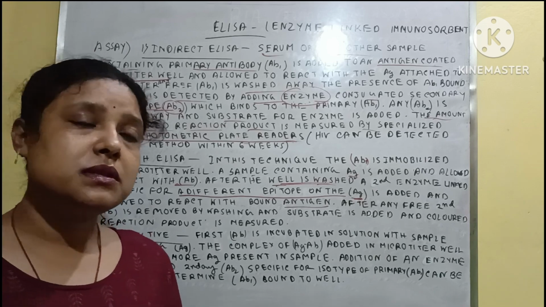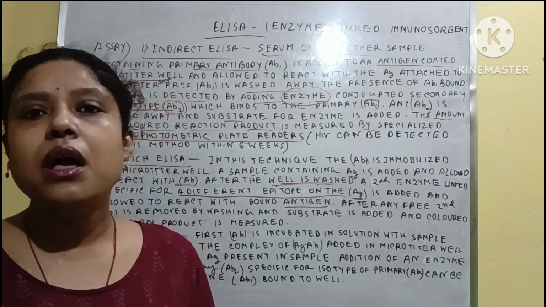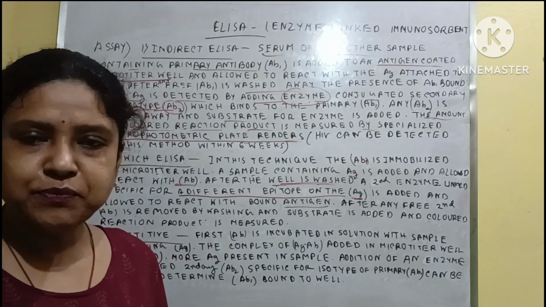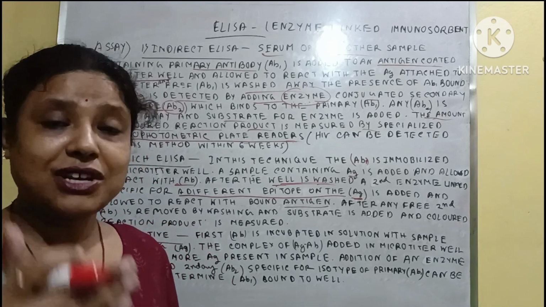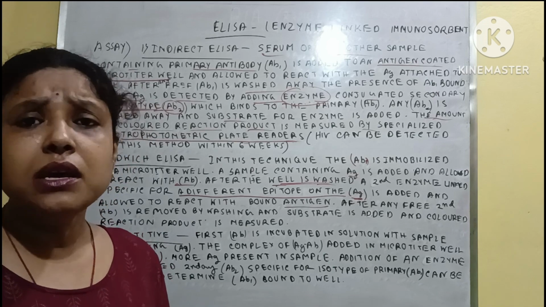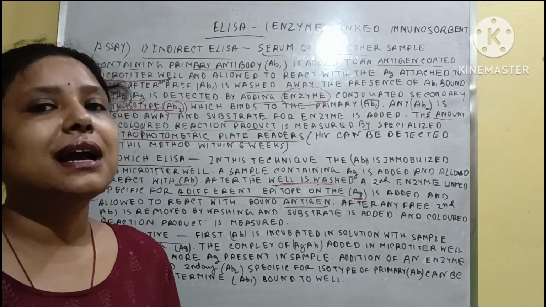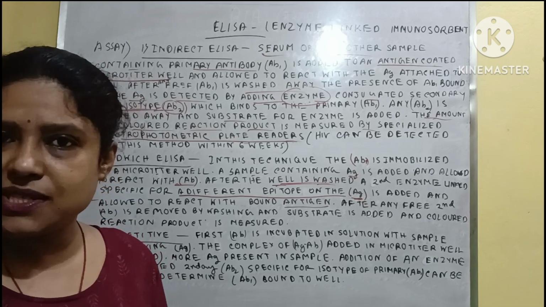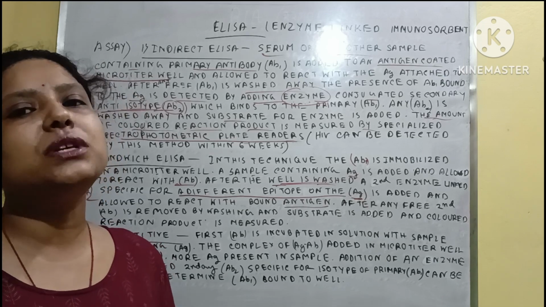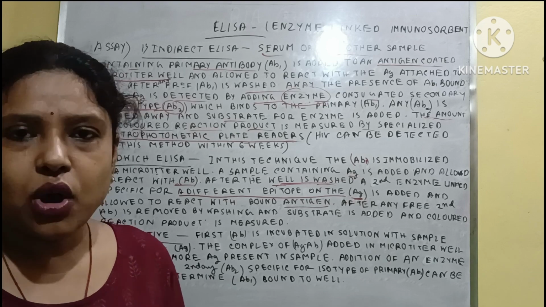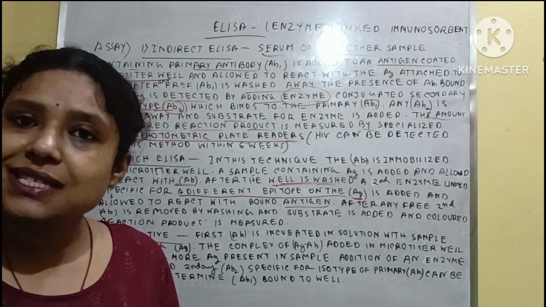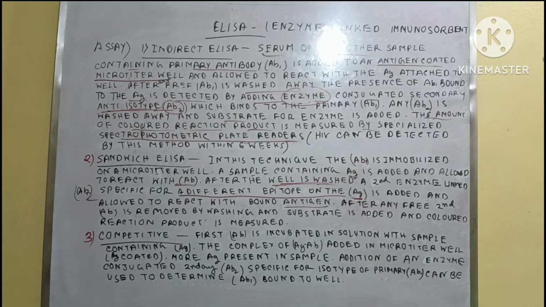Next, a substrate related to the enzyme is obviously added after washing away the free secondary antibodies. Then what will happen? A color reaction occurs, and the amount of the color product is detected, okay. This is the second method, the sandwich ELISA, and the third method is the competitive ELISA.